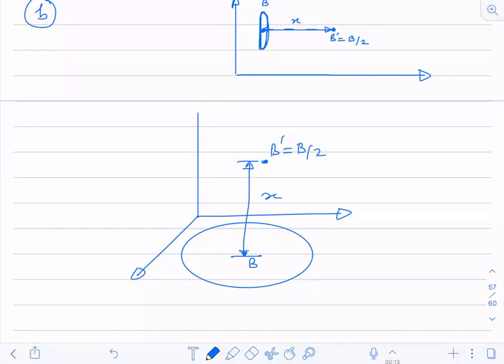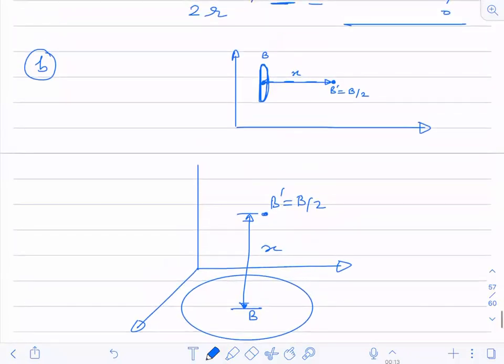Understood? Now, everybody has understood this problem B? Yes. Explain part A.